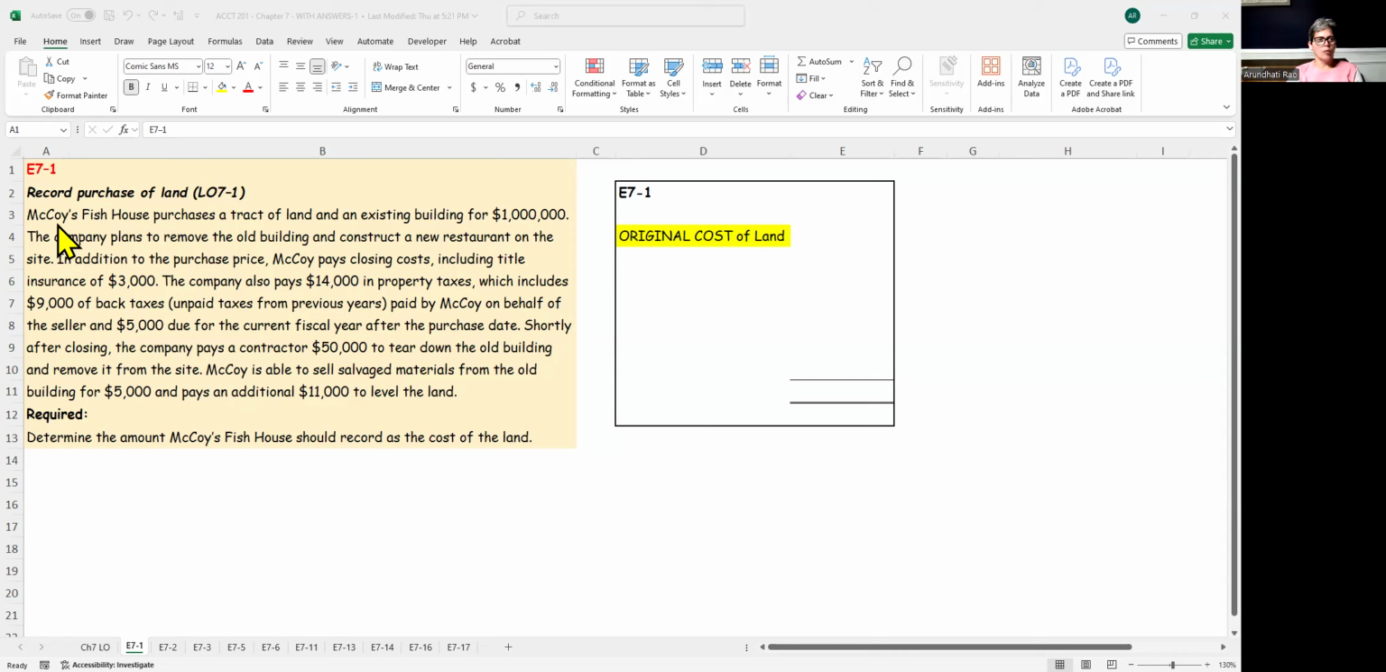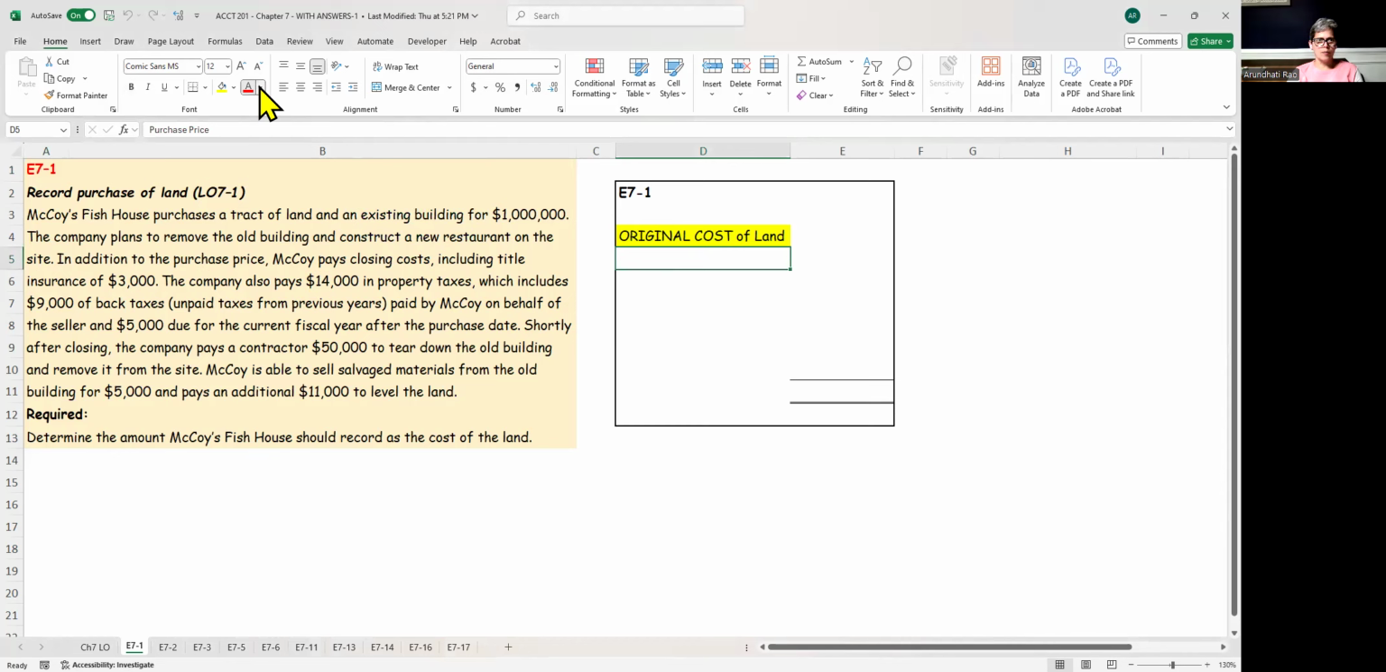Here we are told that we have McCoy's Fish House that purchases a tract of land and an existing building for $1 million. Now our objective is to find the original cost of land. That's what they've asked us to do over here. We have a land and building. So let's see what's going to happen next. The company plans to remove the old building and construct a new restaurant on the site. So we are not worried about this building because it's going to be demolished. So all we're worried about is the cost of land.